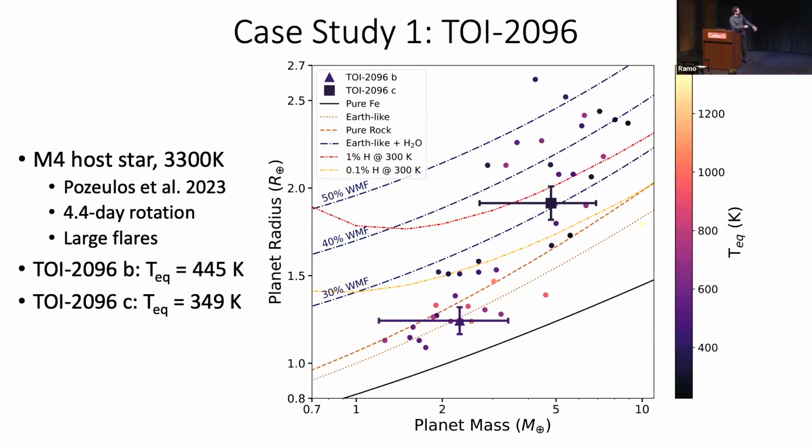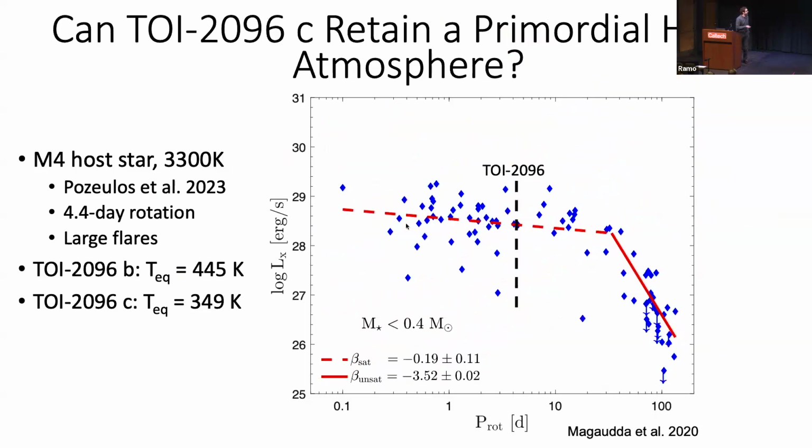So we submitted a proposal for XMM Newton and stared at it to try to determine between those 2 scenarios. And when we think about TOI 2096, the rotation period of this star relative to the population of all M dwarfs that have measured X-ray luminosities and measured rotation periods, we can see it's in this saturated regime of the fast rotators where the X-ray luminosity is higher. And based on the distribution of the population, we expected the X-ray flux to be somewhere in this range.